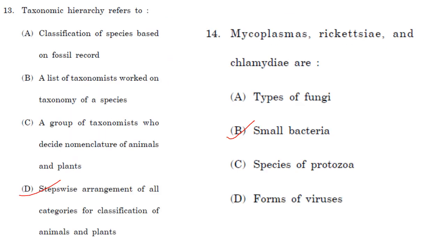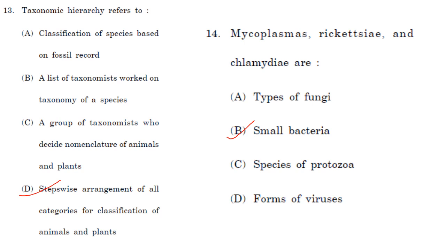Then taxonomic hierarchy refers to classification of species based on fossil records. No. A list of taxonomists worked on taxonomy of a species. No, it is hierarchy. So it should be somewhat like a stepwise arrangement. A group of taxonomists who decide nomenclature of animals and plants. That is also not correct. Stepwise arrangement of all categories for classification of animals and plants. Answer is option D. The next one.